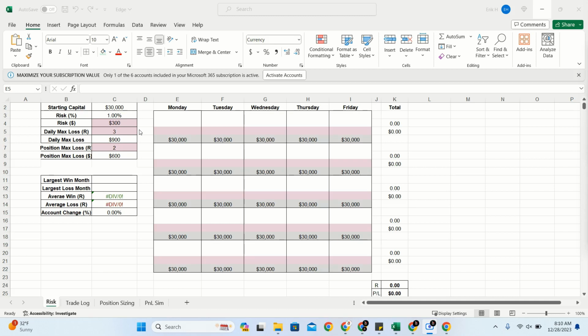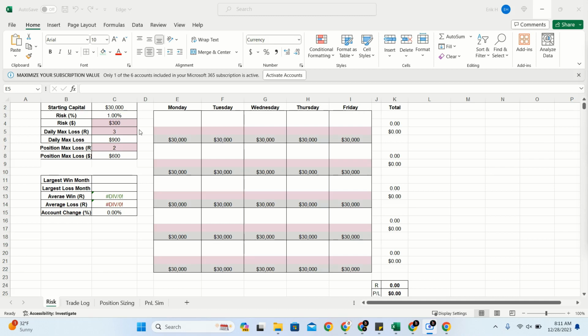Position max loss, 2R. For me, I know that for my A plus setups, this is the max risk I can tolerate and lose and still be okay. If this number is larger and I lose, I start getting in the mindset of wanting to revenge trade, and I don't want to go down that rabbit hole.